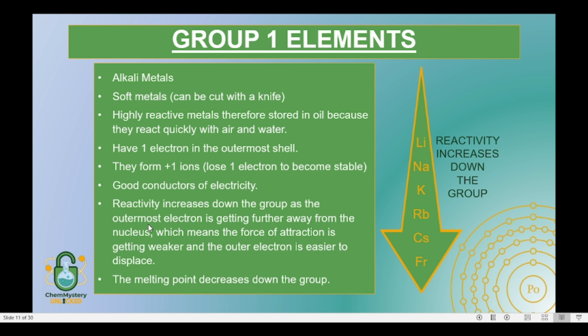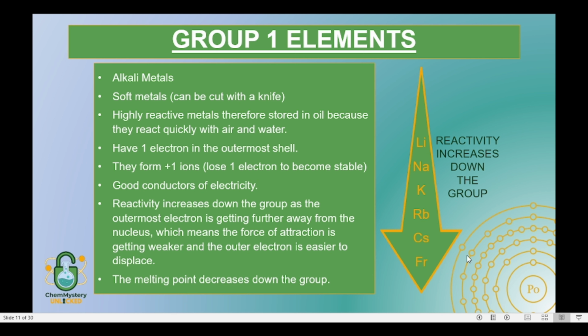Okay, as the outermost electron is getting further away from the nucleus, the force of attraction is getting weaker and the outer electron is easier to displace. As we discussed, the period increases down the group, so the number of occupied shells also increases. As you can see, this is the first shell, this is the second shell. So as we move downwards, the number of occupied shells increases and the force of attraction between an electron and the nucleus decreases. Therefore the electron can be displaced easily.